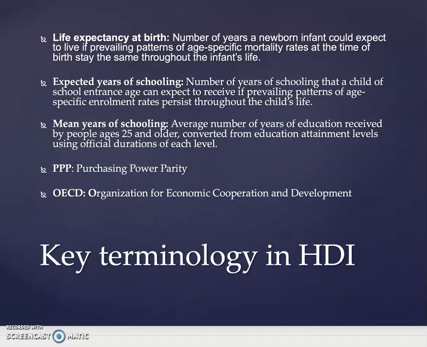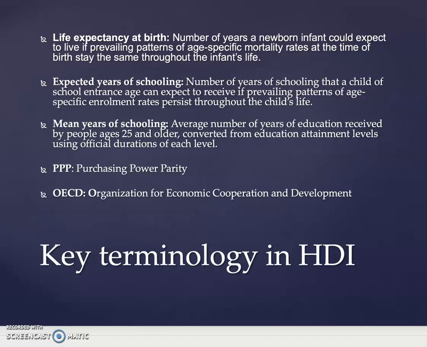Life expectancy at birth: this is the number of years a newborn infant can expect to live if prevailing patterns of age-specific mortality rates at the time of birth stay the same throughout the infant's life. The expected years of schooling: this is the number of years of schooling that a child of school entrance age can expect to receive if prevailing patterns of age-specific enrollment rates persist throughout the child's life. And then the mean years of schooling: the average number of years of education received by people ages 25 and older converted from educational attainment levels using official durations at each level.